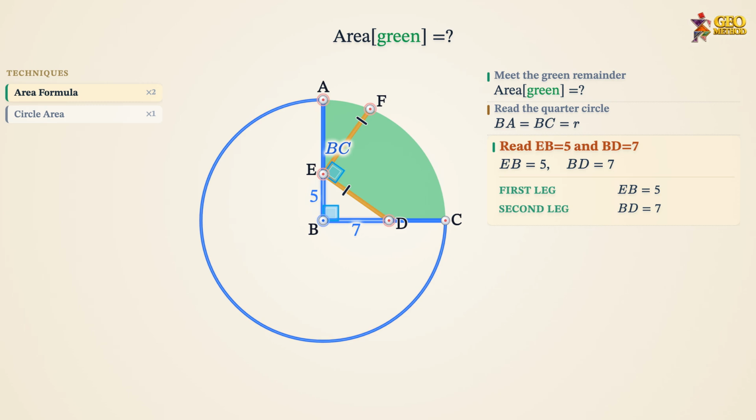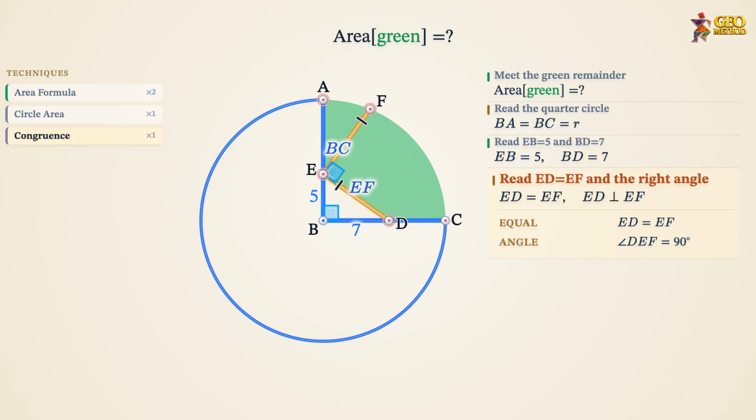The two given lengths are segment EB equals 5 and segment BD equals 7. They are perpendicular because they lie on the two radii through B. At E, the two marked segments, segment ED and segment EF, are equal and perpendicular. This rigid corner transfers the known 5 and 7 to the remaining construction.